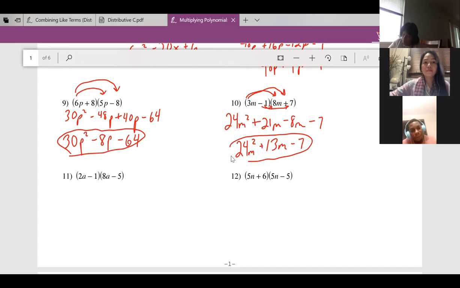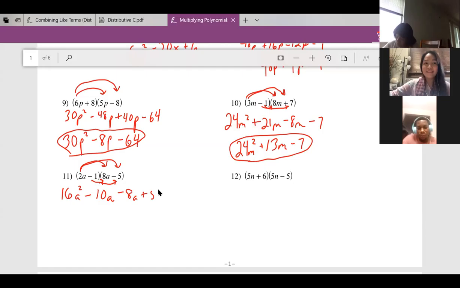Okay. All right, give me a thumbs up if you can see number 11. Can you see 11 okay? All right. So I'm going to distribute my first number, 2a, to 8a, and that becomes 16a squared. I have 2a times negative 5, and that becomes negative 10a. And my next pair of numbers to distribute is the negative 1 to the 8a. So negative times a positive is negative 8a. Negative 1 times negative 5 is positive 5. Okay, so the term that doesn't have a match is my 16a squared, so I'm just going to rewrite that. And then my negative 10a and my negative 8a are like terms because they have the same variable and don't have an exponent. So that would become negative 18a. And then I'm just going to rewrite the 5 because it doesn't have a match. So that should be your answer for number 11.